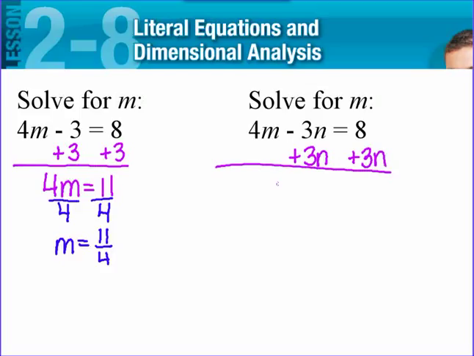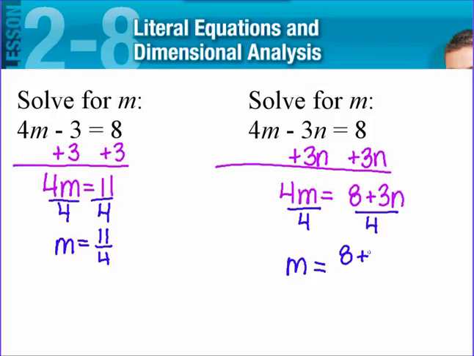So I end up getting 4m to equal 8 plus 3n. No, that's not 11m. You can't combine them. They're not like terms. You leave it like that. Then what did we do over here? Divided by 4. So I'm going to divide this by 4. All I'm left with on the left side is m. On the right side I have 8 plus 3n divided by 4. And that's all you can do.